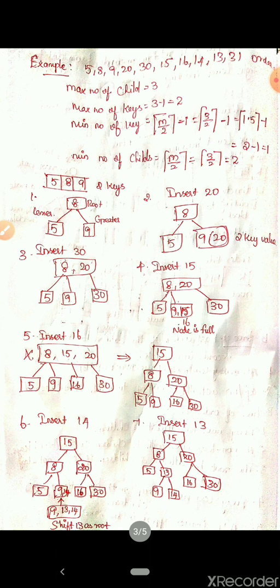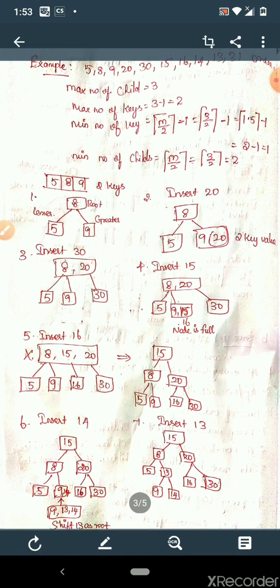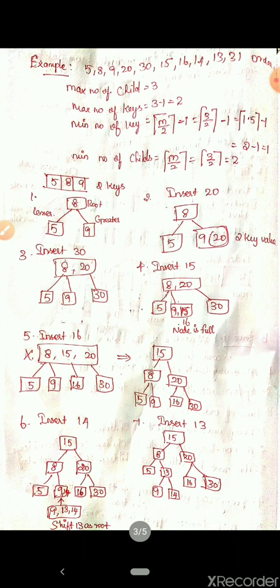So this is another example of B tree. So I am going to take 5, 8, 9, 20, 30, 15, 16, 14, 13, 31, and the order is 3. So the maximum number of children will be 3, and maximum number of keys will be 3 minus 1, that is 2. Minimum number of keys will be ceil of m by 2 minus 1, that is ceil of 3 by 2 minus 1, that will be 1. Minimum number of children will be ceil of m by 2, that is 3 by 2, which is 2.